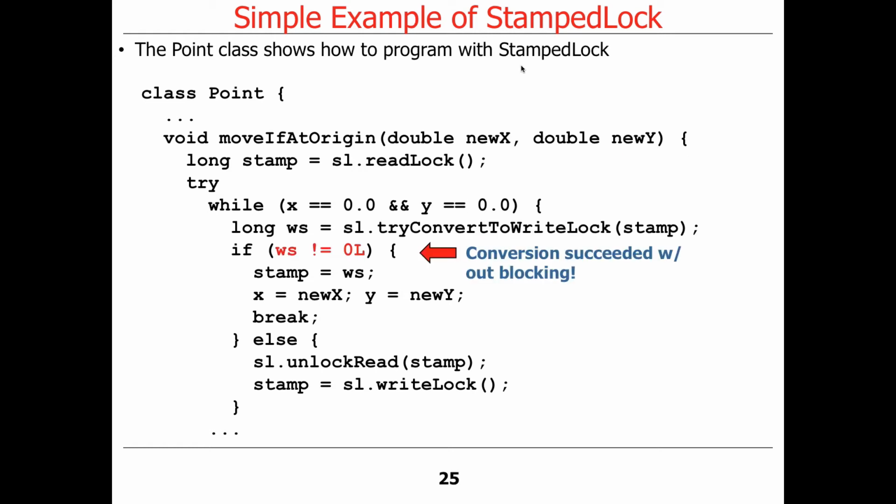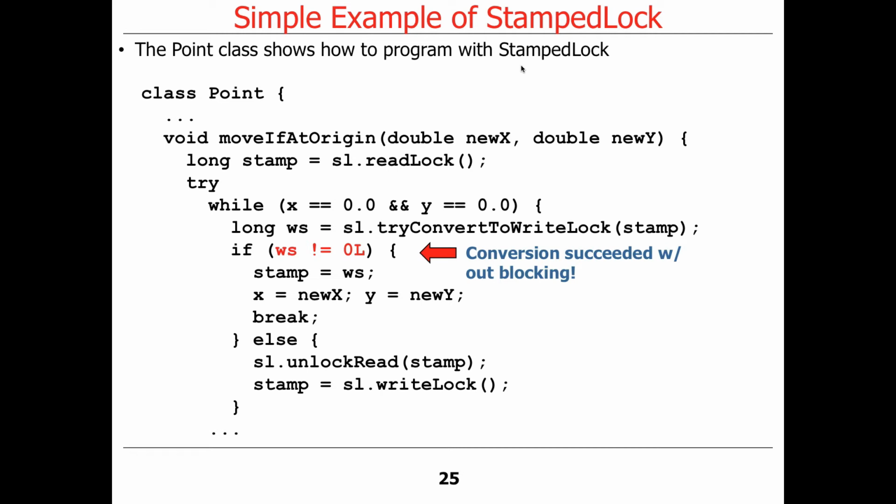So if we get back something that is non-zero, that means we succeeded in upgrading to a write lock. And what that means, of course, is that nobody else owned the lock for writing at that point. That's actually pretty cool, because try to convert to write lock is a really fast operation if there's no contention. Because basically all it does is change the stamp to say it's a write stamp, not a read stamp anymore.